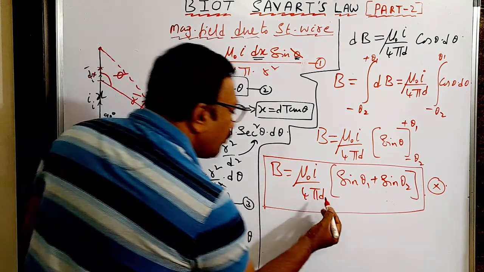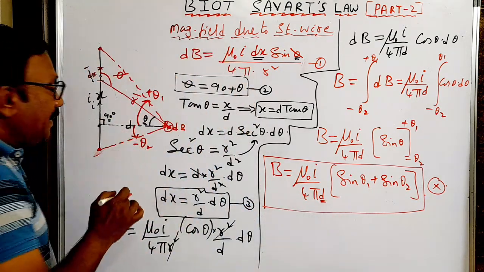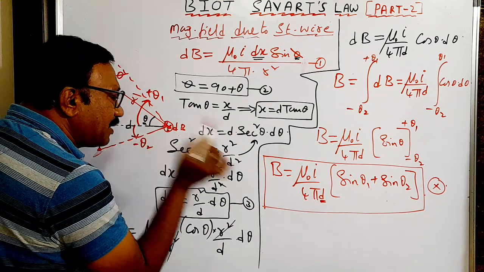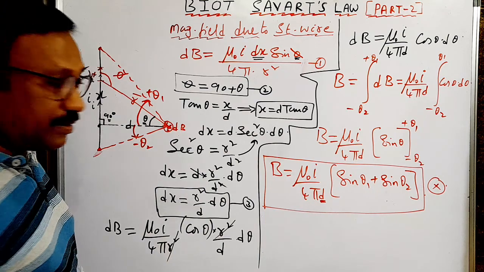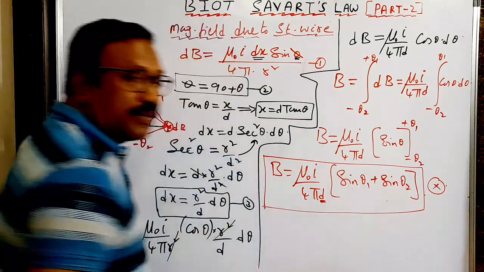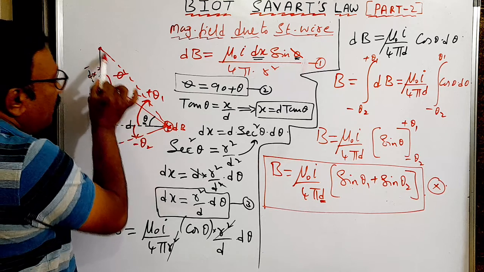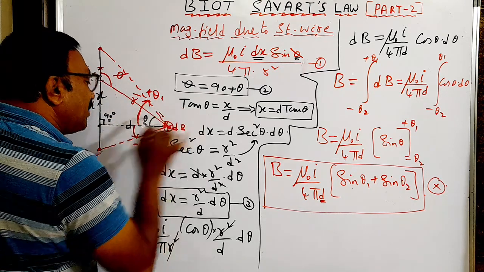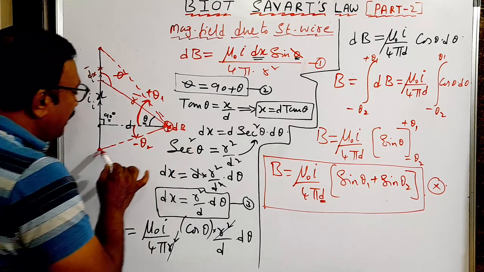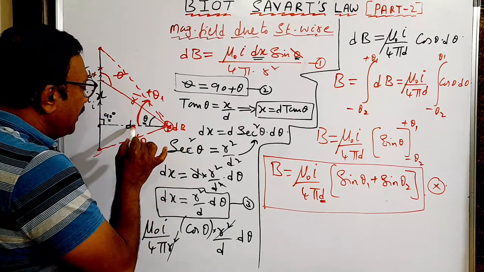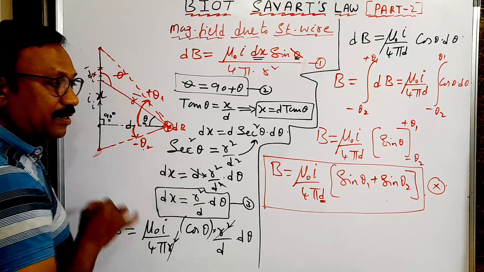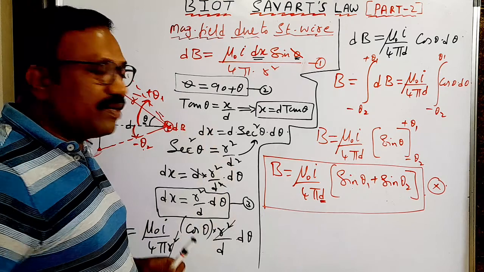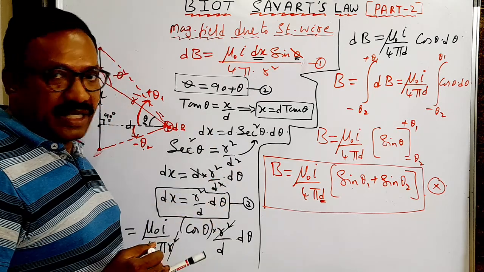Here, an important point: what is D? D is the perpendicular distance from the wire where you are determining the magnetic field. Very, very important. What are theta 1 and theta 2? Join a line from one end of the wire; it makes an angle theta 1 with D. Join a line from the other end of the wire; it makes an angle theta 2 with D. So these are theta 1, theta 2 and D. These three are very, very important whenever we apply this equation.